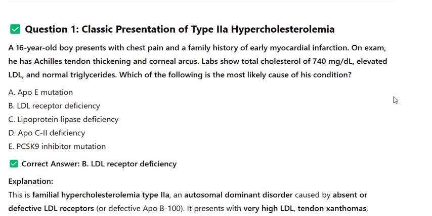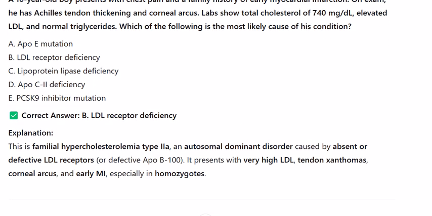Explanation: this is familial hypercholesterolemia type 2A, an autosomal dominant disorder caused by absent or defective LDL receptors, or defective ApoB100. It presents with very high LDL, tendon xanthomas, corneal arcus, and early MI, especially in homozygotes.